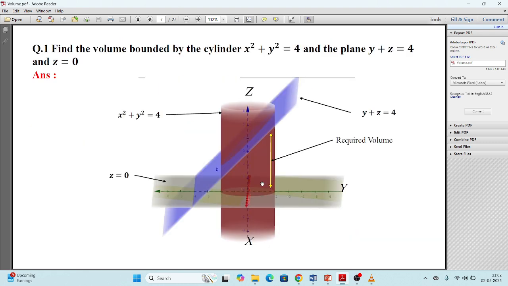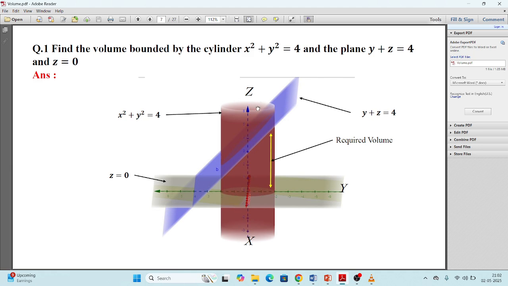So let us see some of the problems. Let me start with this problem. Now the figure is given, so it is easy to understand. It is a cylinder, x square plus y square equals 4. Whenever z is missing, consider that cylinder along the z axis. This is the required cylinder bounded by.